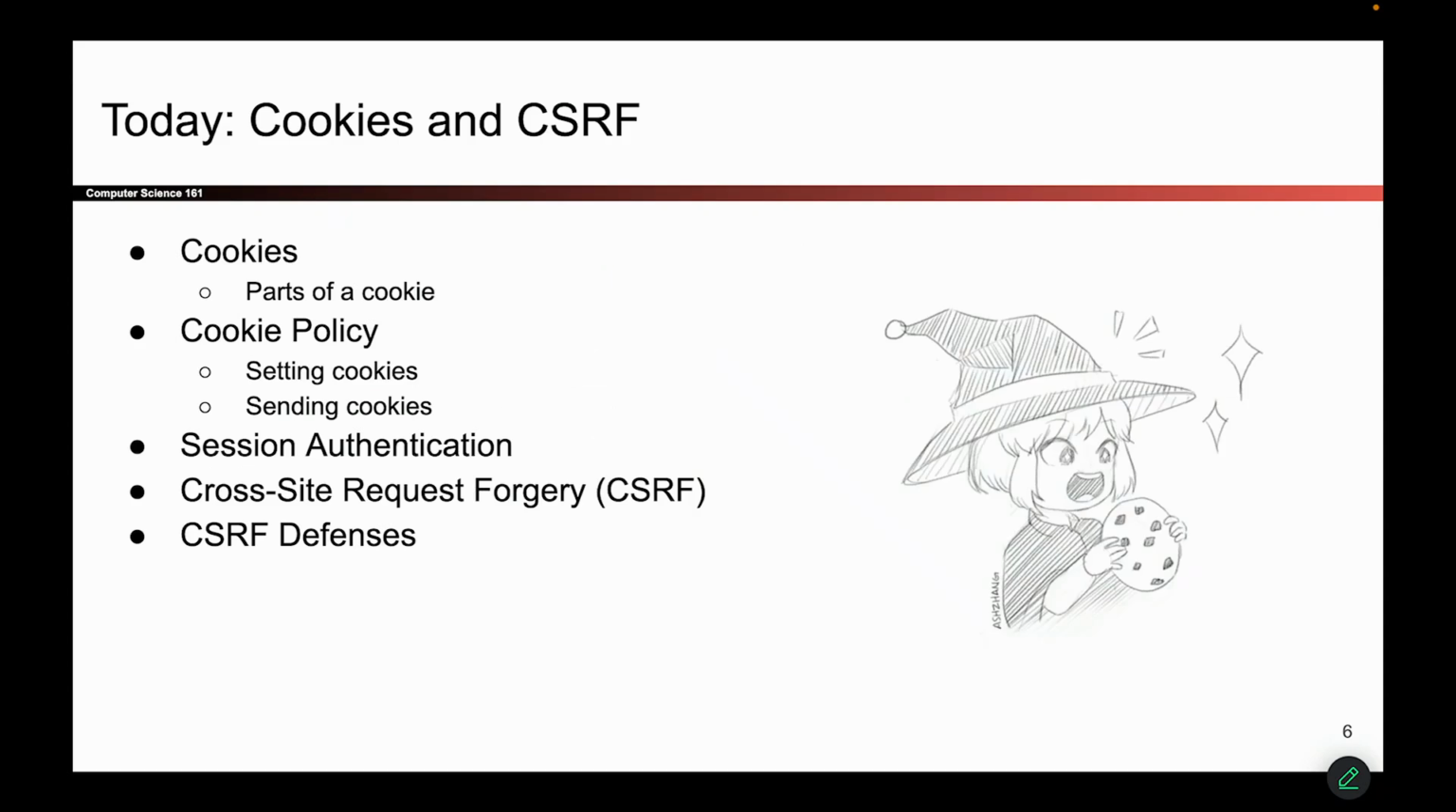So this is the outline. We'll start by telling you what a cookie is and how it works. We'll talk about the policies on the web for what cookies are allowed to be set and what cookies are allowed to be sent. We'll see an application of cookies for logging in called session authentication. And then we'll look at an attack on cookies called CSRF. So that's the plan for today.